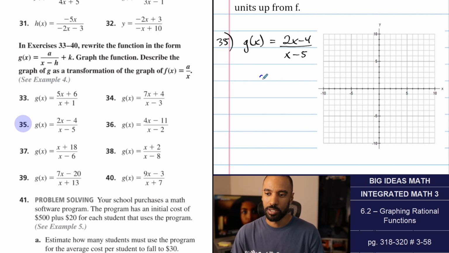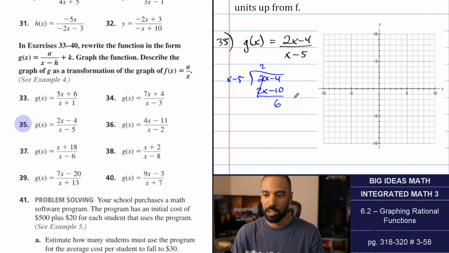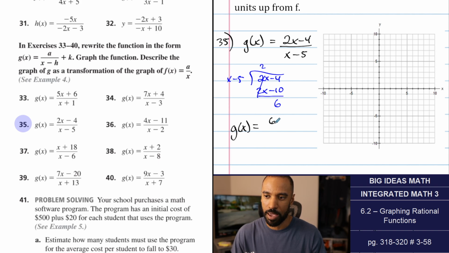Let's go back to long division. 2x minus 4 divided by x minus 5 and get a rewrite of our g of x equation. X goes to 2x 2 times. We multiply these. -5 times 2 is -10. Subtract your result. -4 minus -10 is -4 plus 10, which is 6. 6 being your remainder. Your function g of x can be rewritten as the remainder over x minus 5 plus the quotient of 2.